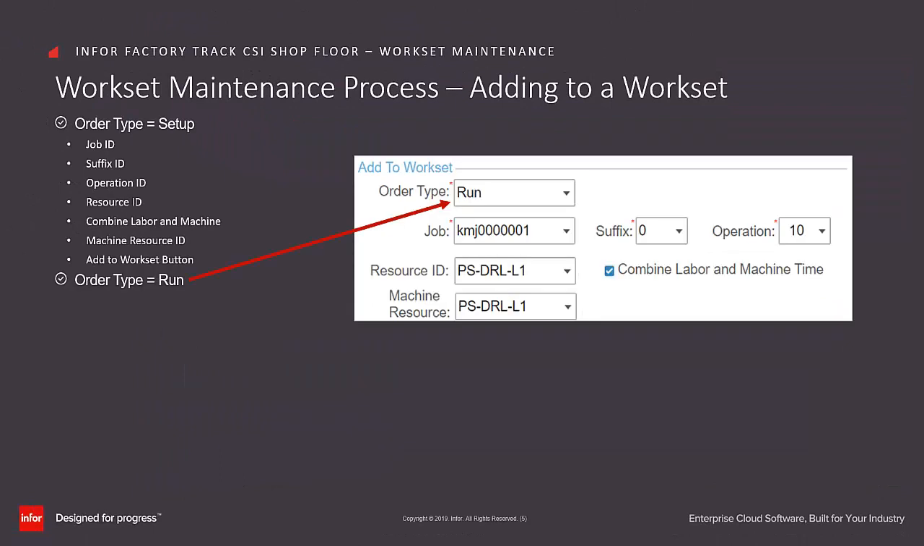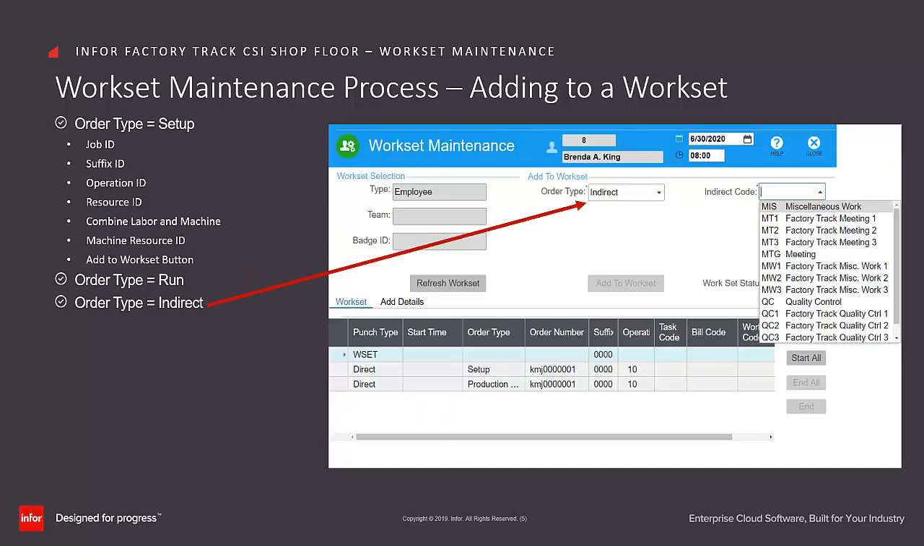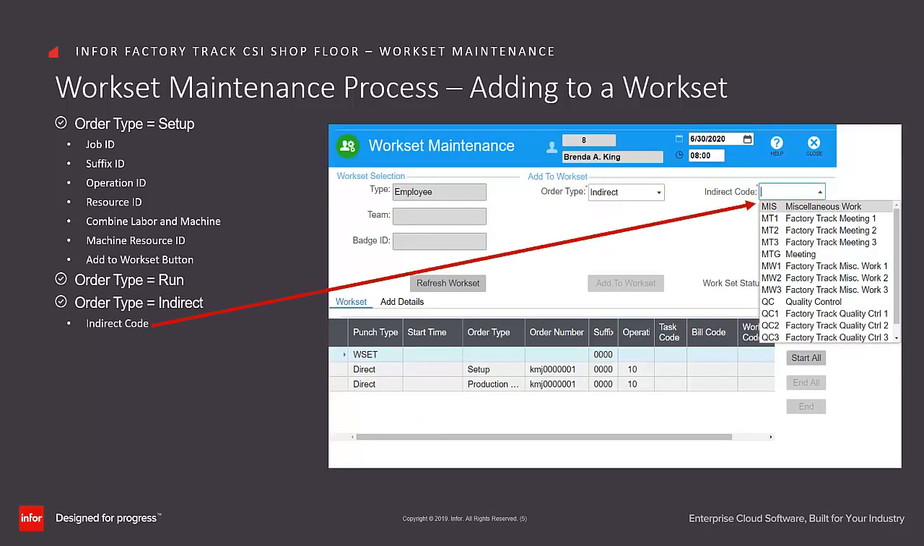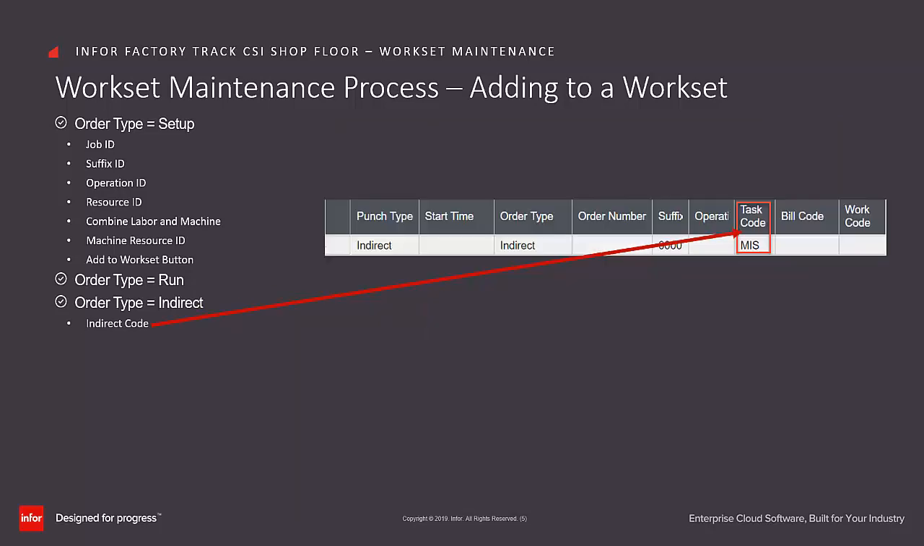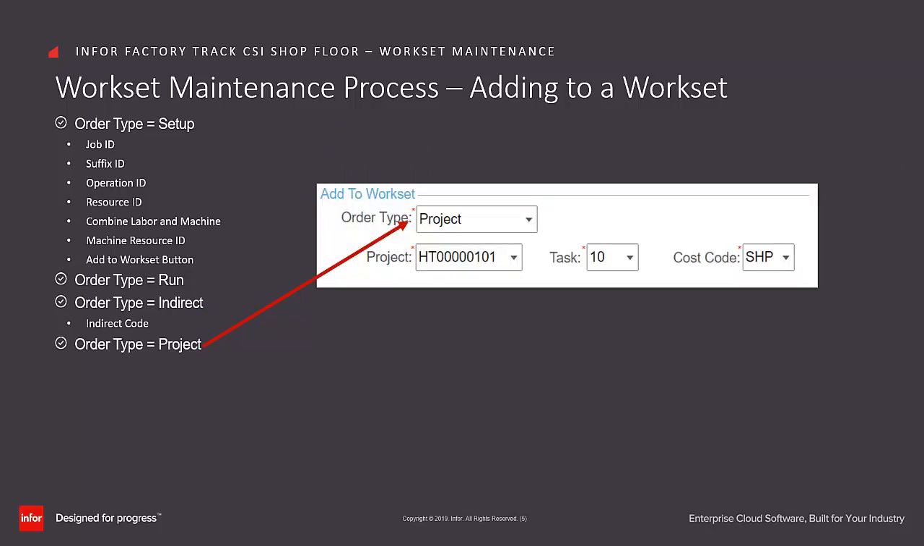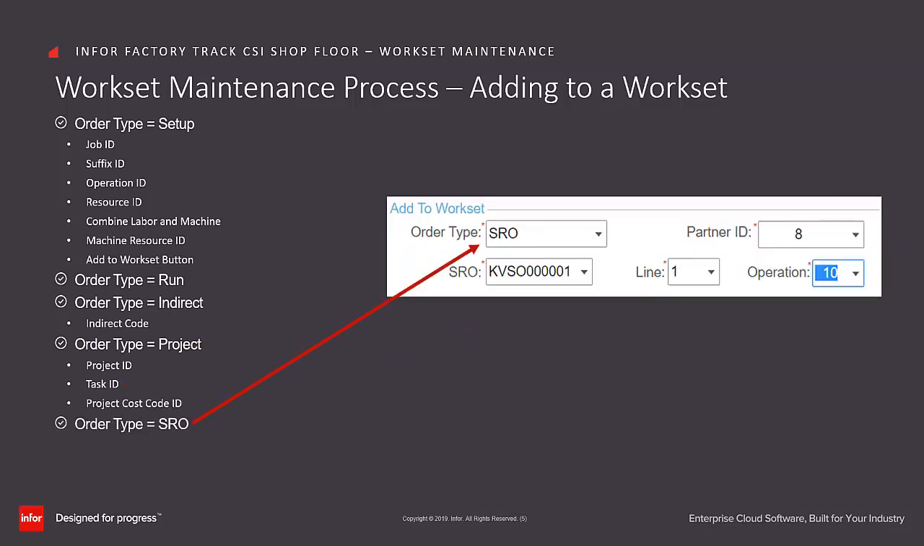To add a job run activity, the same fields are available for definition as for the setup activity. To add an indirect task, you must enter or select the indirect labor code to be applied. This value is displayed on the task code field on the workset table. To add a project activity, you must enter or select the project ID, the task ID, and the project cost code ID. To add a service request order, you must enter or select the partner ID, the service request order ID, the line ID, and the operation ID.